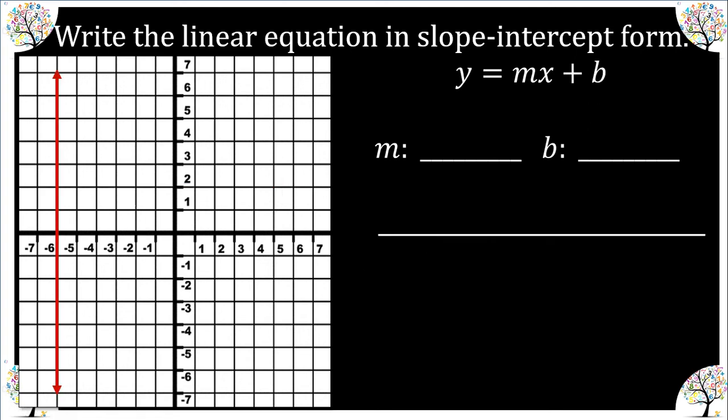On this graph, our line is a vertical line, which is not a function. So we're going to say that the slope is undefined. And I'm just going to use the null symbol to represent that there is no y-intercept. It does not pass through the y-axis at all. So it passes through x equals negative 6.